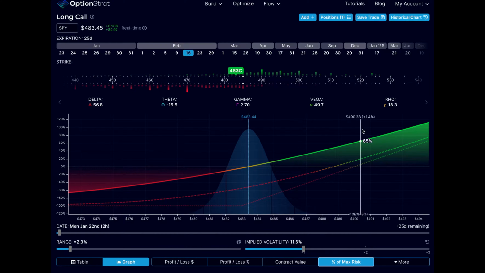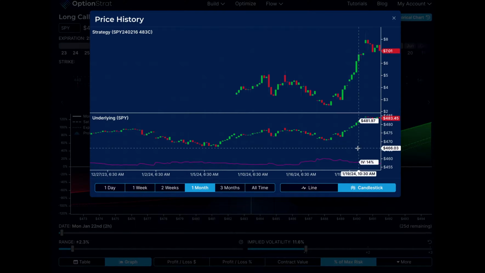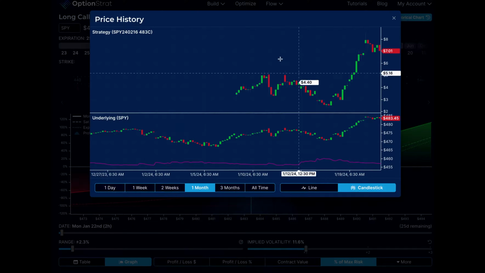So the next thing I want to cover is going to be these particular buttons up here. I'm going to actually start at the right, showing you the historical chart. What the historical chart shows is the value, and I can look at it either in line format or in candlestick format, but this shows me the value of that option.